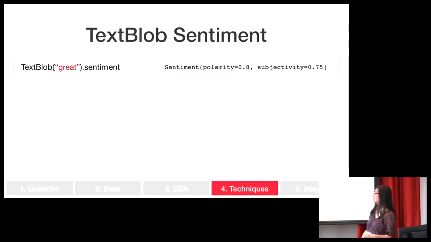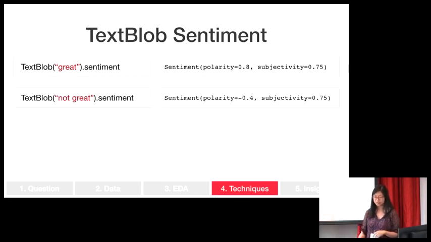Let's look at some examples. If I just did TextBlob of great, you would see that the polarity of 0.8 is just the average of that column, and the subjectivity is just the average of that column. If I did not great, what do you see as a change here? Polarity, what's changed? It's negative. If you look at the documentation, what's actually happening is whenever it sees not before a word, it multiplies the polarity by negative 0.5.